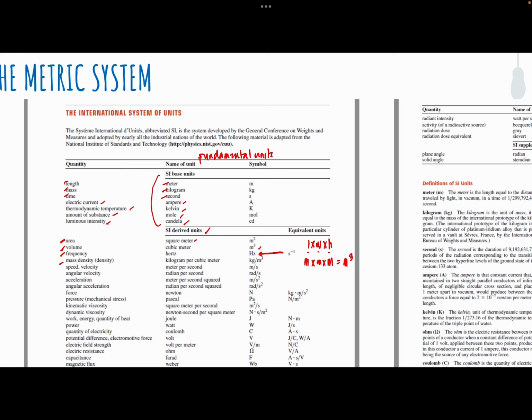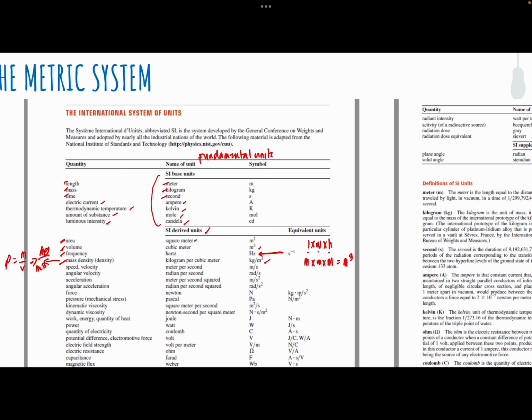Next is mass density. And alam naman natin that density is mass over volume, right? And the unit for mass is kilogram. The unit for volume is meter cube. Therefore, ang unit ng mass density is kilogram per meter cube.